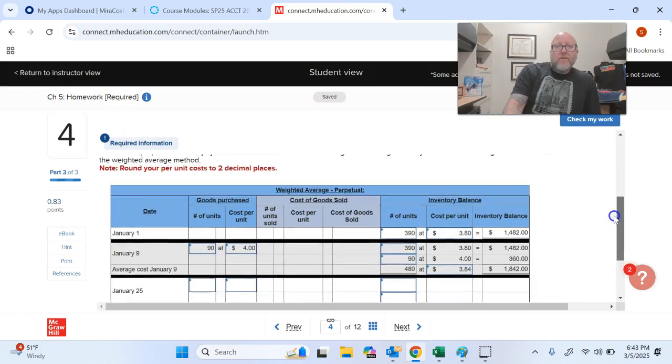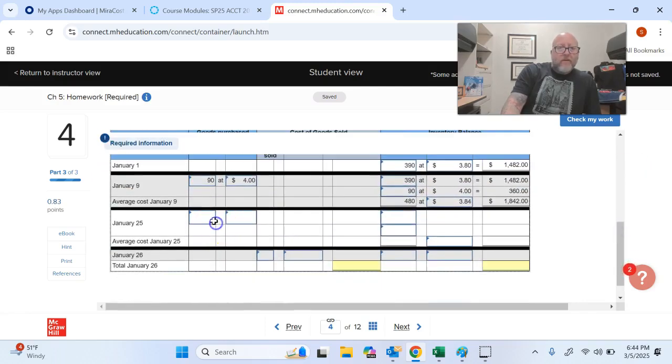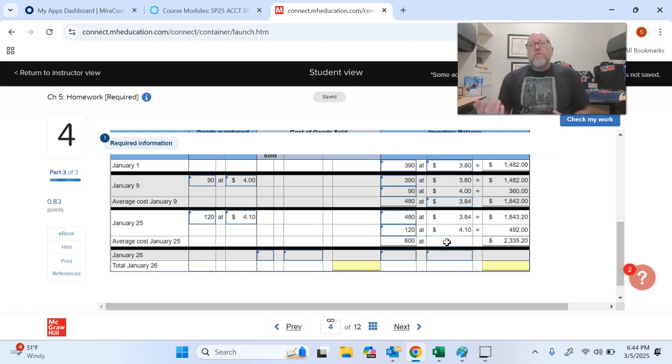Okay, January 25th. How many units did we purchase? We purchased 120 units at $4.10. Now I have the 480 units that were at $3.84 from the first bucket. Now I have a new bucket, which is 120 units at $4.10. And now I'm going to figure out a new weighted average.